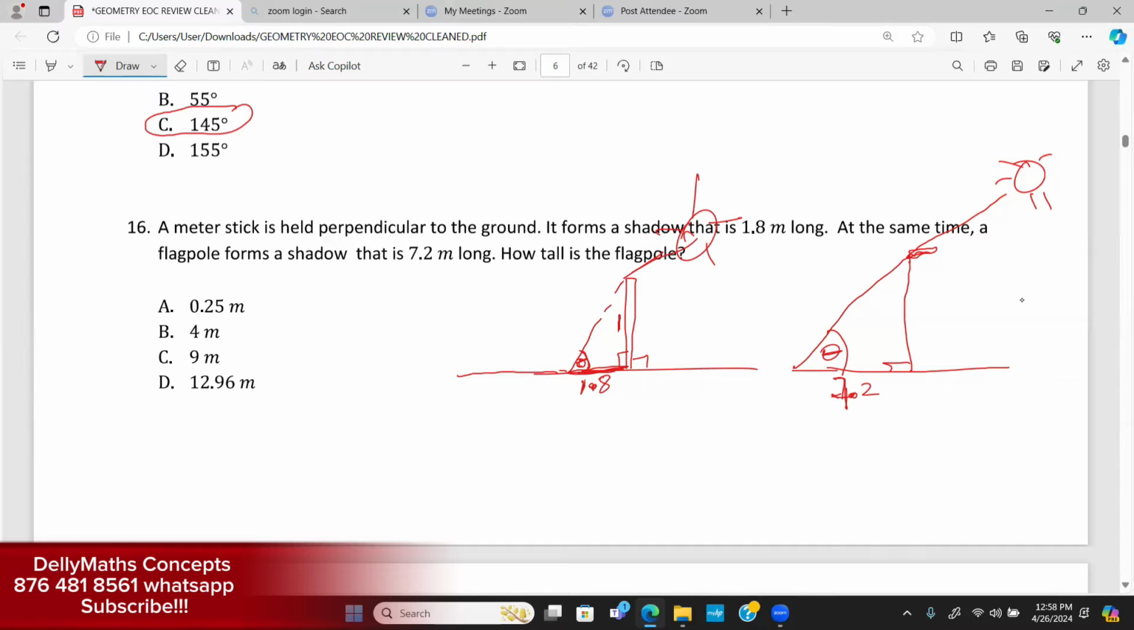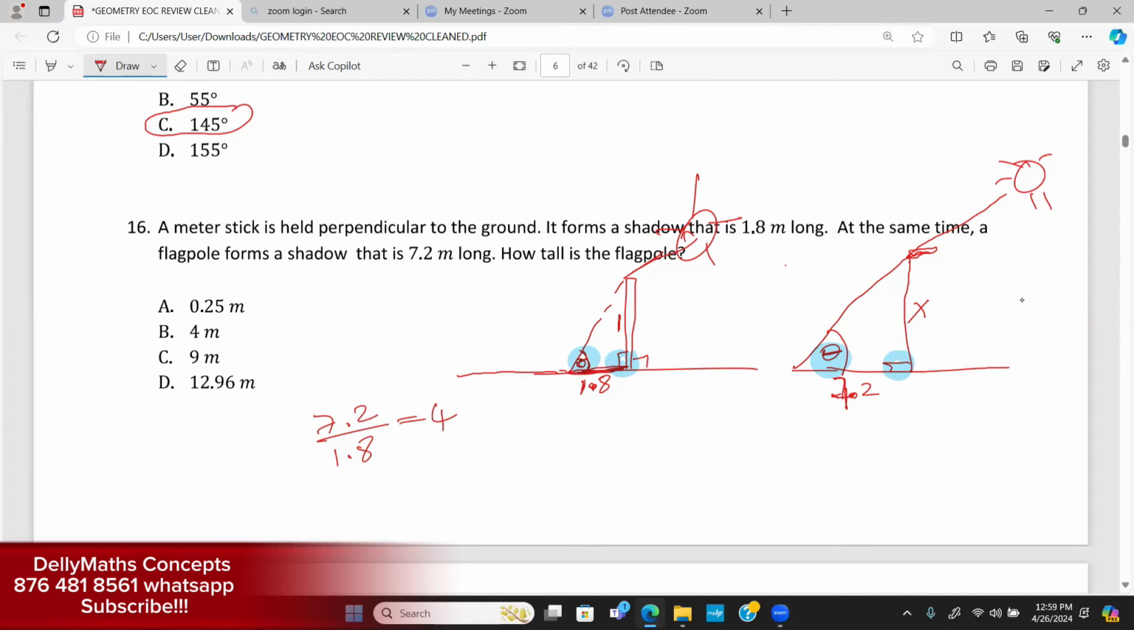So think about it. If this angle here is this angle here, then also this angle here will be this angle here. They are 90 degrees. That means these triangles are what we call similar triangles. So I could take the corresponding sides and form a relationship. There are many things I could do. For example, if I divide 7.2 by 1.8, it's going to give me 4. All right, so this is like our scale factor.